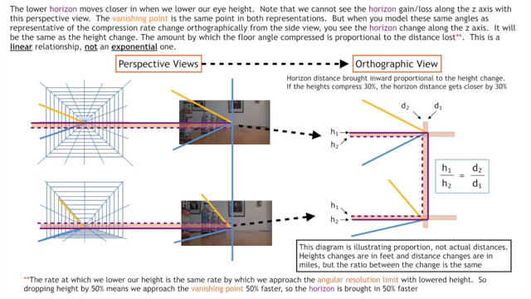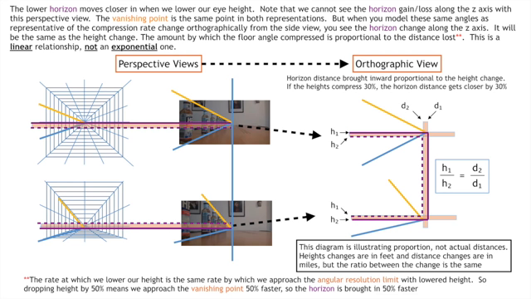So the lower horizon moves closer in when we lower our eye height. Note that we cannot see the horizon gain or loss along the z-axis with this perspective view. The vanishing point is the same point in both representations. But when you model these same angles as representative of the compression rate change orthographically from the side view, you see the horizon change along the z-axis. So it will be the same as the height change.